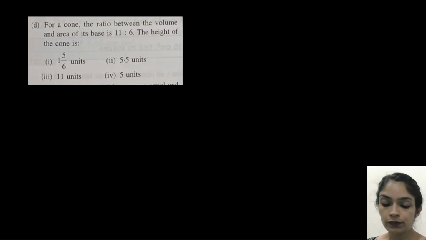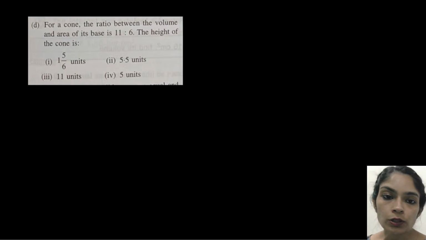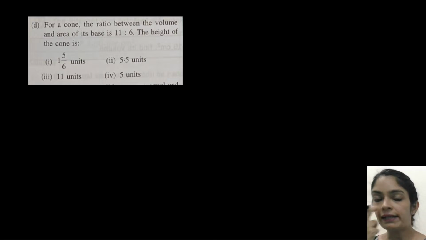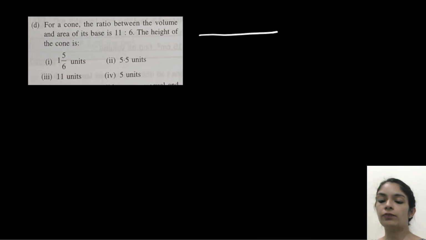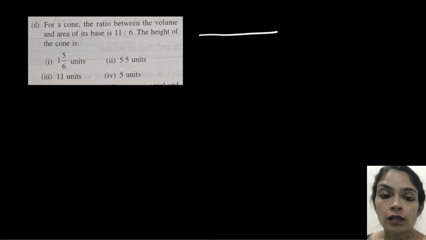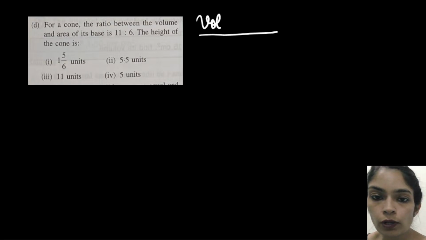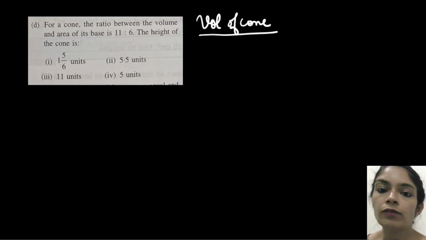Okay. Let's do the next question then. For a cone, the ratio between the volume and the area of base. Whenever a ratio is there, I have told you to write it as a fraction. Ratio means fraction. So the ratio between which things is given to us? The ratio between the volume of the cone and the area of its base.